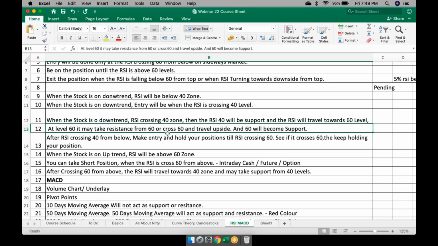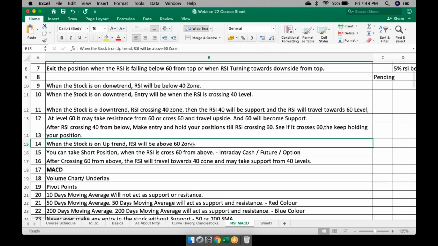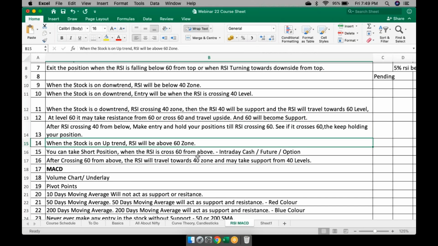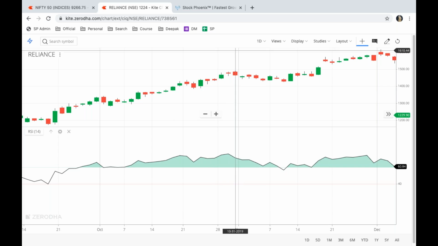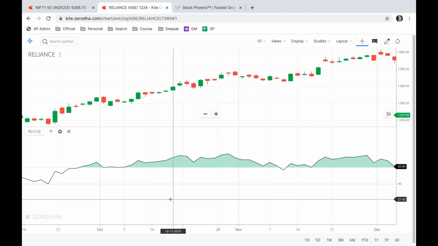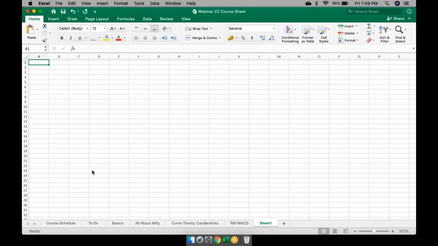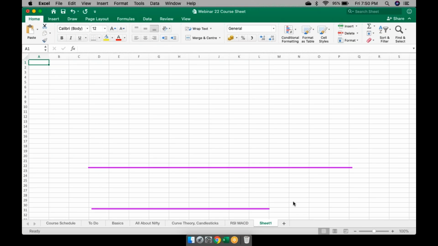RSI 60 levels may take resistance, or it can also travel upside. When it travels above 60 levels, RSI 60 will become support. So you can hold the stock with a trailing stop for further profit booking. So that's it in simple. This is the concept. Since it's an important chapter, I'll summarize one more time. It's very simple: two lines, RSI 40 and RSI 60.